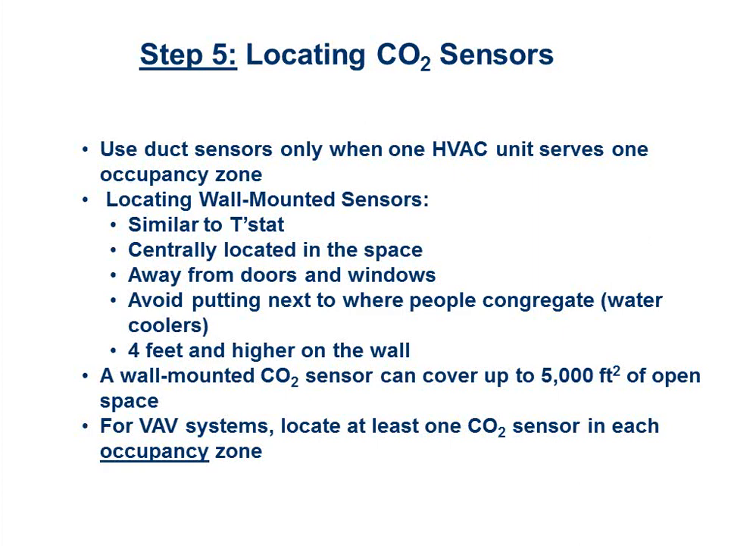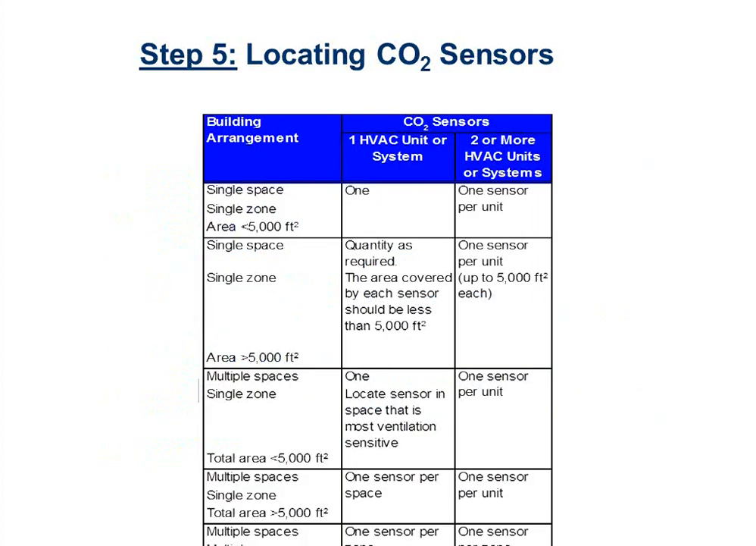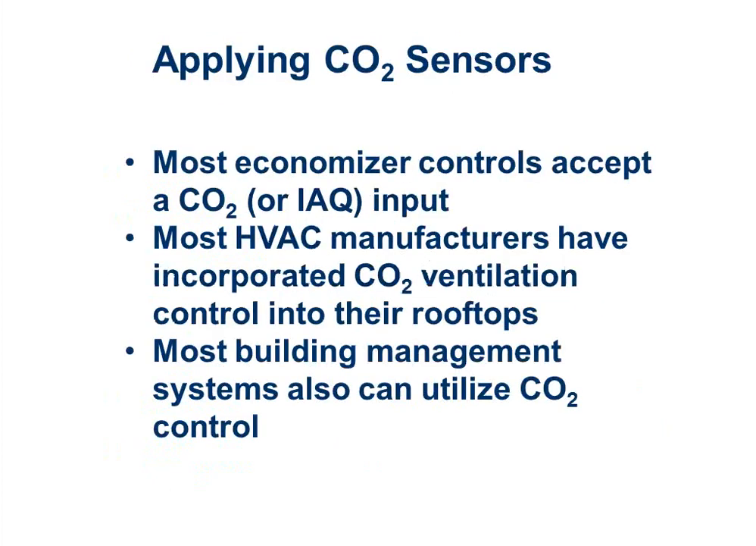You want 1 CO2 sensor per zone, and a zone on a VAV system is defined as a VAV box for our purposes today. On a constant volume system, it would be anything within a partitioned wall. All right, so those are just some guidelines for that kind of thing.